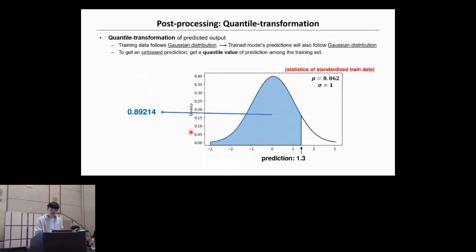Finally, I'll talk about our post-processing. Our training data follows the Gaussian distribution, and we expected that the model trained with this data would make predictions following the Gaussian distribution as well. So, in order to make the prediction of our model as unbiased as possible, the prediction value was converted to the quantile value among the training data. When we applied this transformation, the leaderboard score was slightly improved.